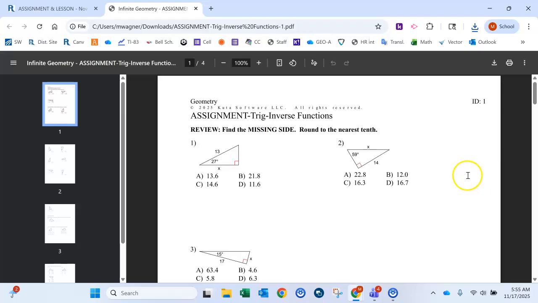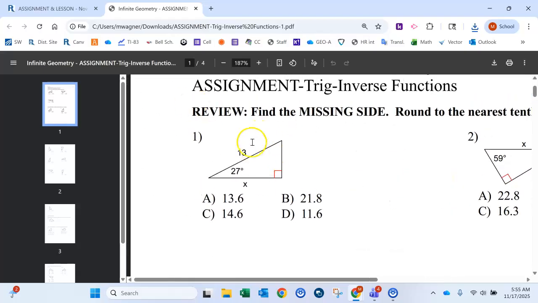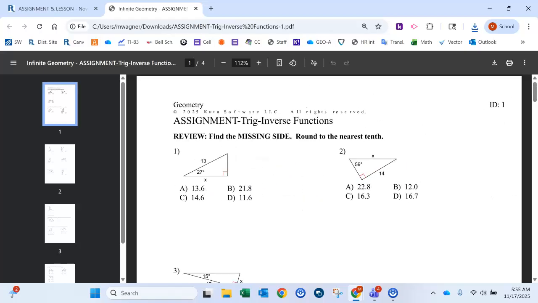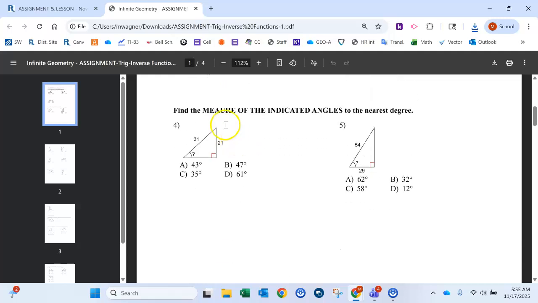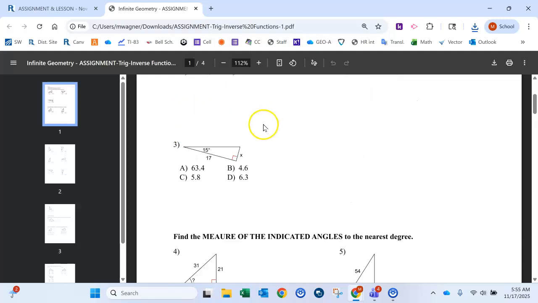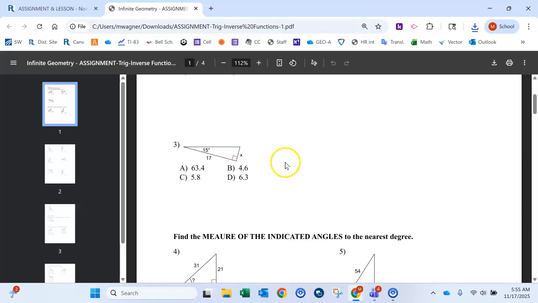So we already know, this is a review. If we have an angle, 27, and we have a side, we can find the other side, x, correct? We know how to do that from our last lesson. So we already know how to do the review, but again, what we did yesterday is we're finding a missing side. What is x? That's what we did before.